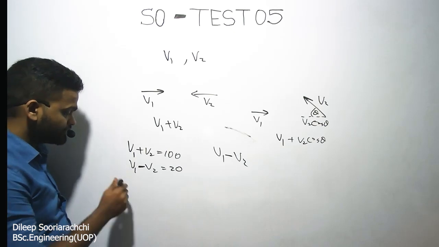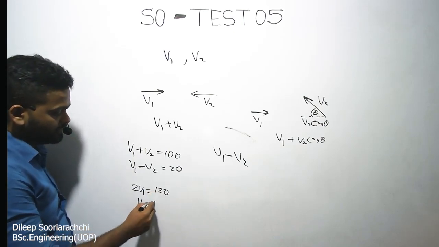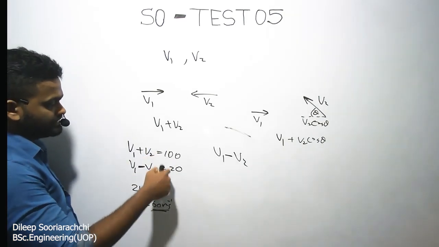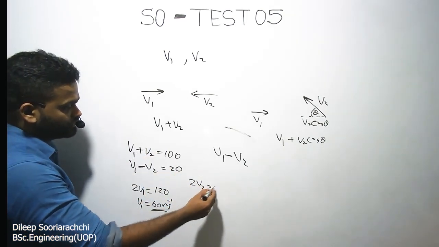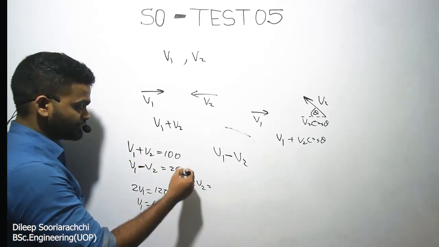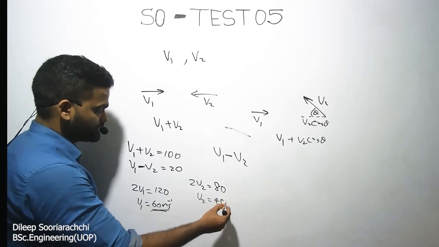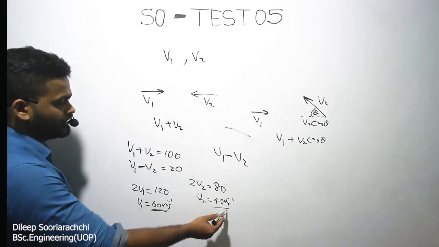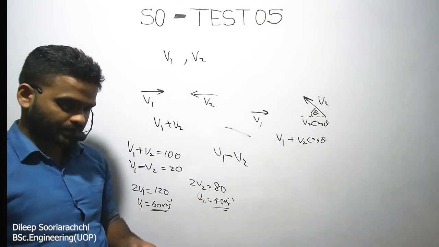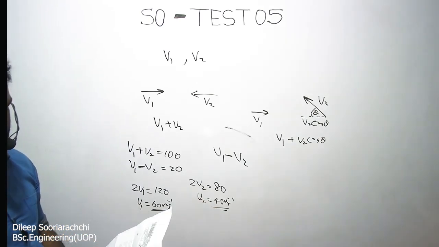Just add these two. You get 2v1 equals 120, so v1 is 60 meters per second. Then subtract these equations. You get 2v2; v1 cancels off. 2v2 equals, you are subtracting, 80. Then v2 is 40 meters per second. So these are Earth relative velocities, 60 and 40. So the answer should be the fourth one there.